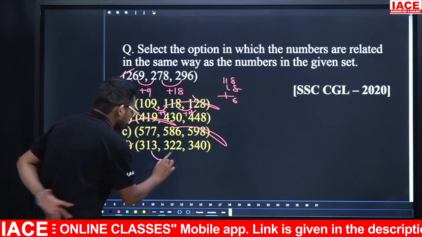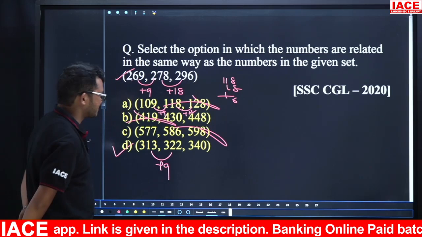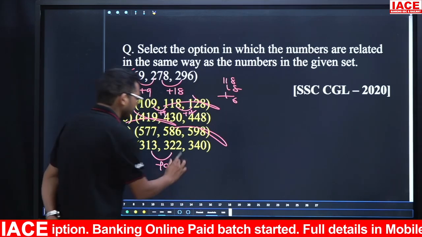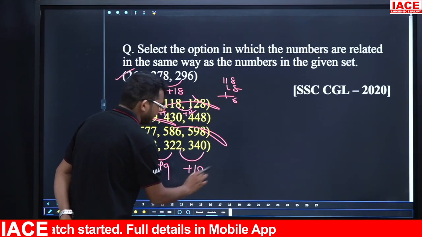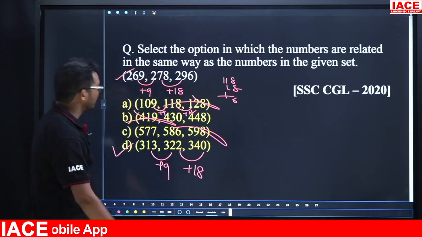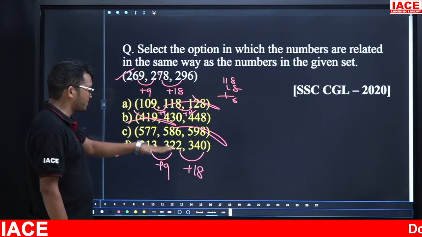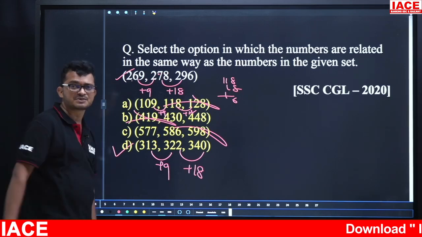Now let us check. First number plus 9: 313 plus 9 is 322. Second number plus 18: 322 plus 18 total is 340. So whatever logic is followed by our given set, option D has the same logic. So the answer is option D.